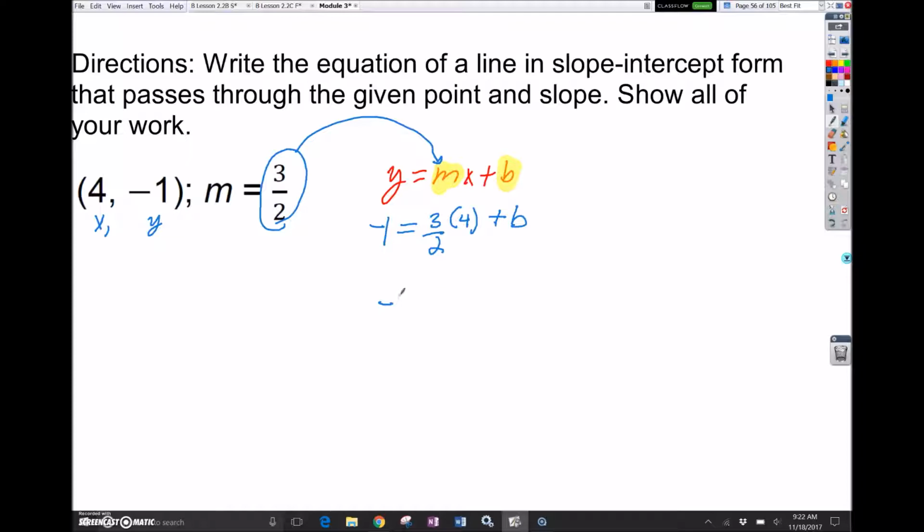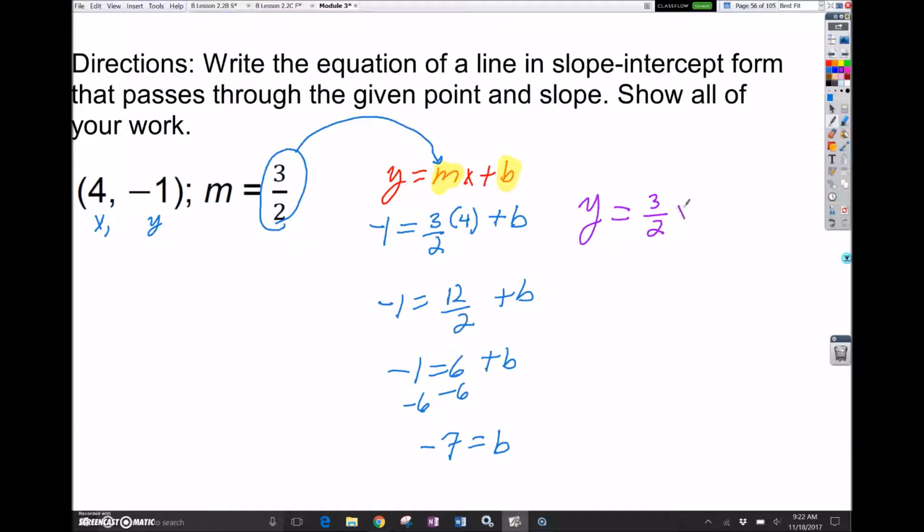So I'm going to have -1 is equal to 3 times 4, which is 12/2, plus b. I'm going to have -1 equals 6 plus b. I'm going to subtract 6 on both sides, which means I just solve for b, which means -7 is equal to b. So now I have enough information to write my equation. My equation of the line is y equals my slope, which it gave me, which is 3/2, x plus -7, which is the same as just minus 7. So this is the equation of the line.